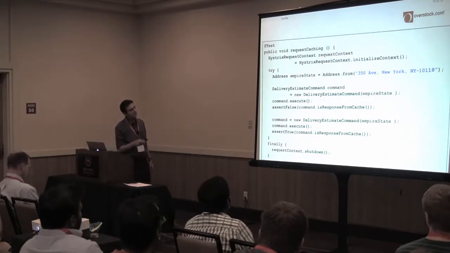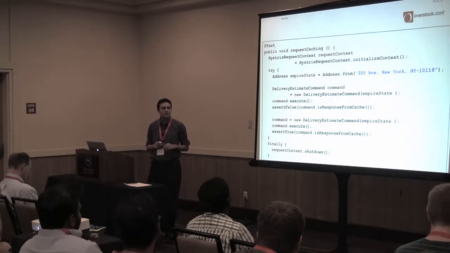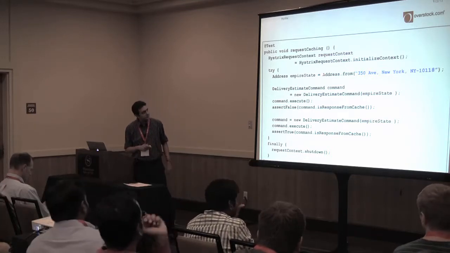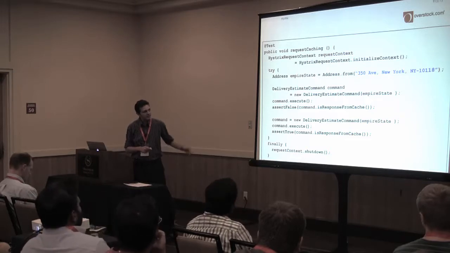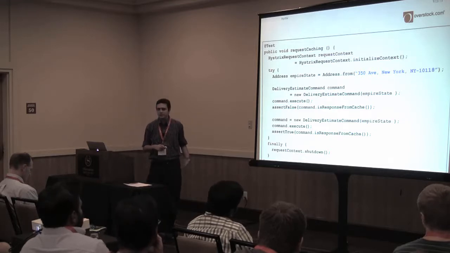So when we run this as a test, the first thing you need to do is set up what's known as a Hystrix request context. This is very similar to our processing scope begin scope. Then I create an address. This is Empire State. And we go ahead and execute this command. And the first check we do is to see, is this from a cache?